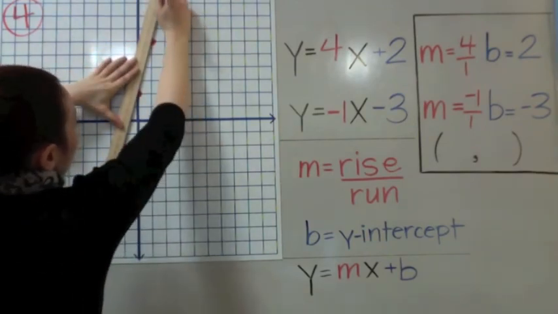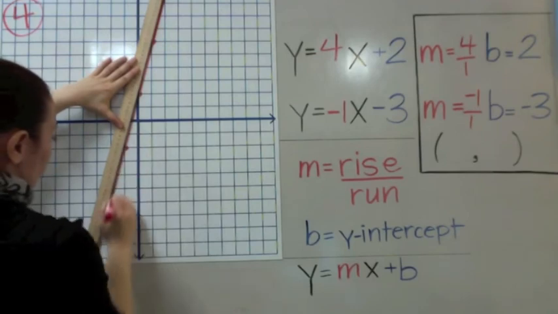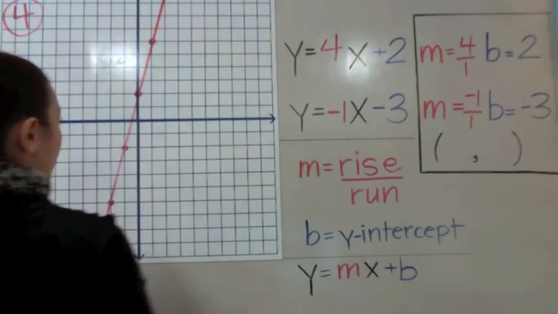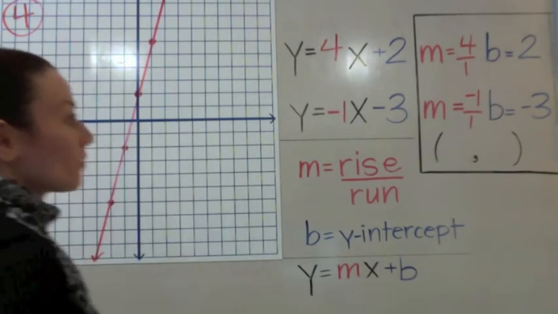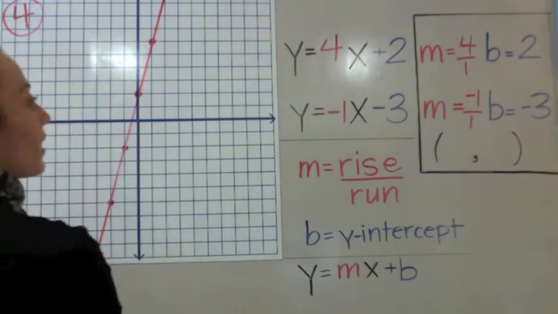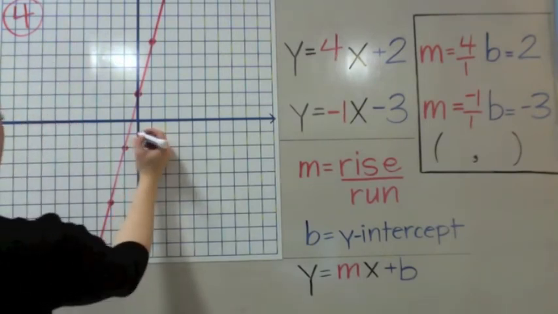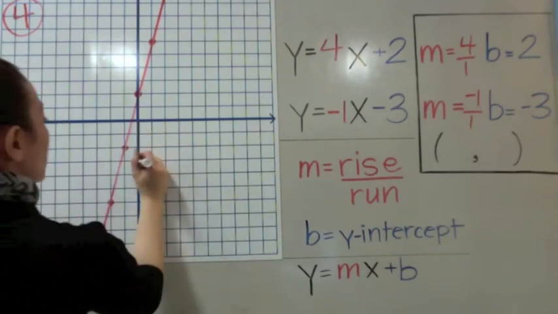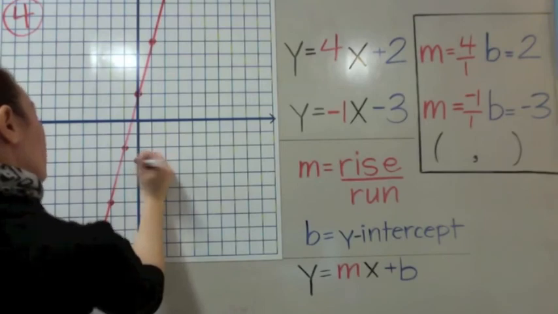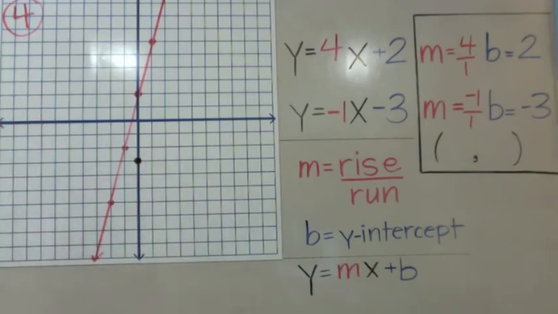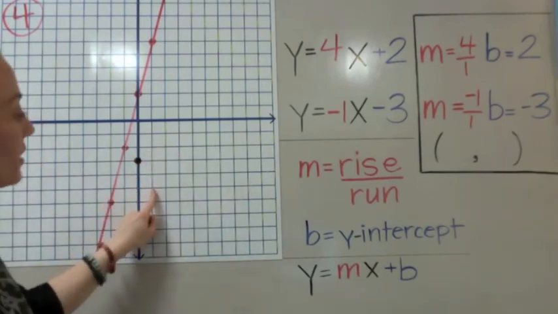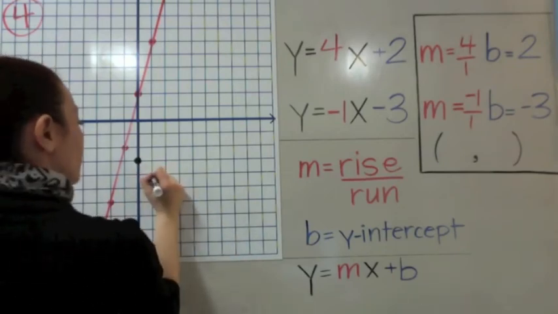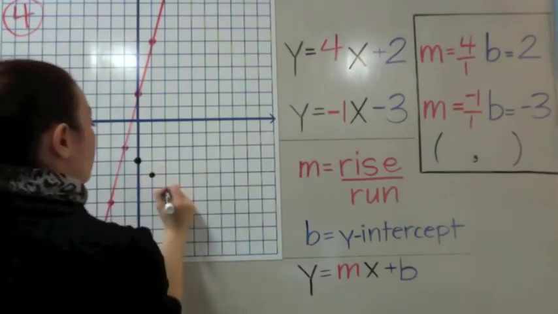Making sure that you're using a ruler as well, because if you don't, it will be hard to tell where the lines are actually going to meet. Okay, and the second line, we're going to start at -3. Great. From that point, we can go down 1 over 1 to the right.